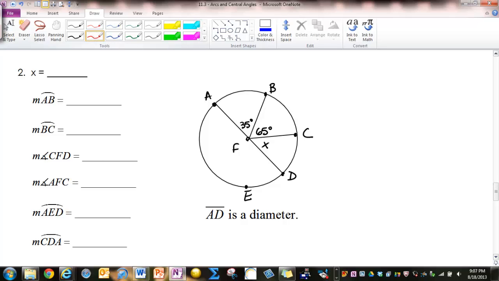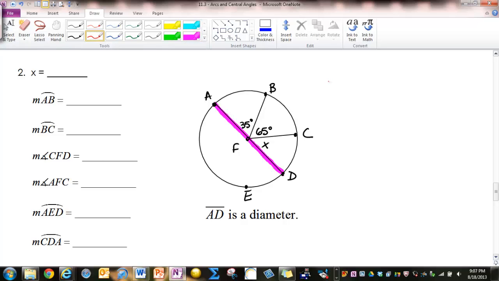Example 2. Now in example 2, we have a diagram where some angles are given, and we're given that segment AD is a diameter, and we're asked to find the measures of a bunch of arcs and angles. So the first thing I'm going to notice is my diameter, which is segment AD right here, and all of the angles on one side of that diameter must add up to 180 degrees.